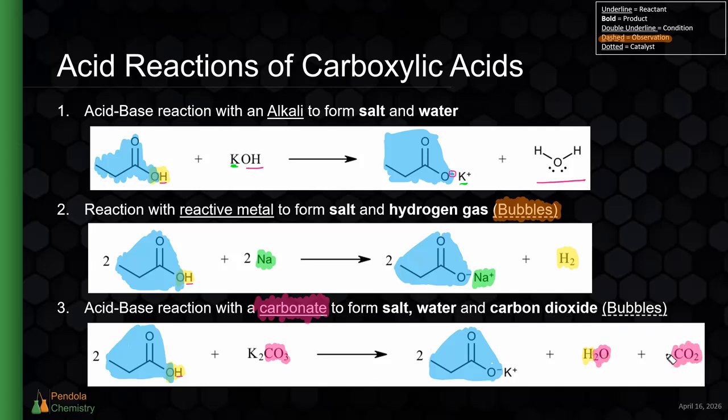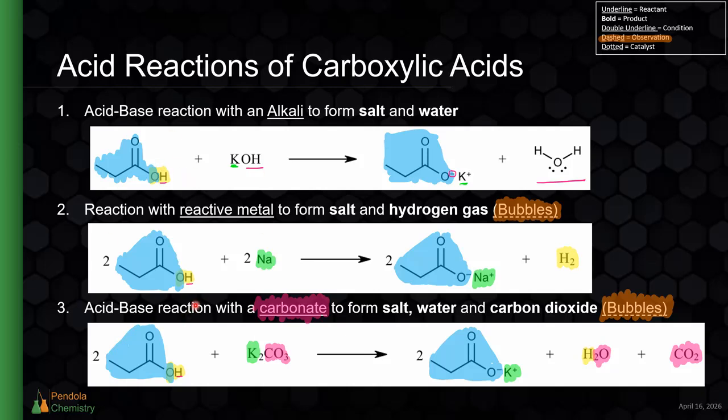Again, because we have carbon dioxide, which is a gas, being created, we are going to have bubbles as one of our observations. So this one also bubbles, but the bubbles in this reaction are of carbon dioxide, whereas the bubbles in the other reaction are of hydrogen gas. And then, of course, that positive ion, the potassium that was with the carbonate, is still hanging around. It's going to be attracted to the carboxylate ion when it gets created, because they have opposite charges. They create an ionic bond.